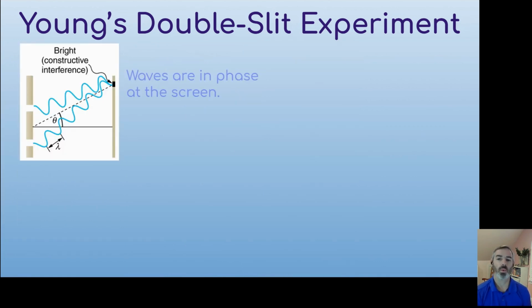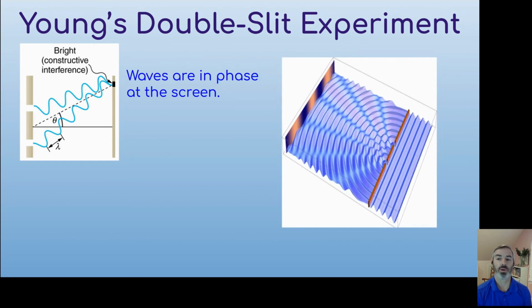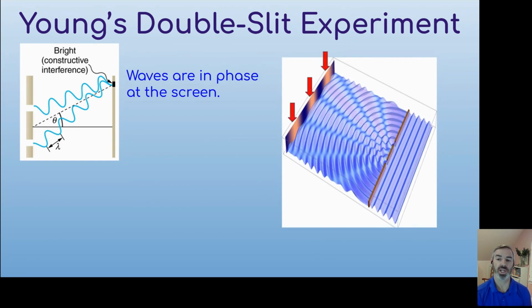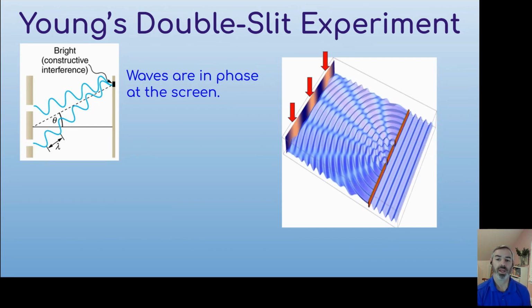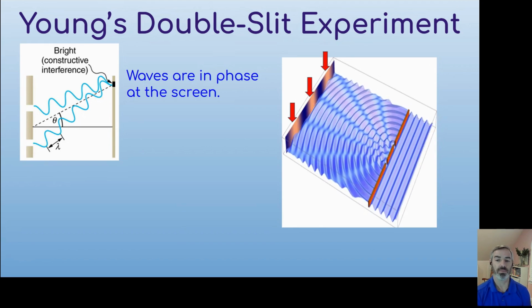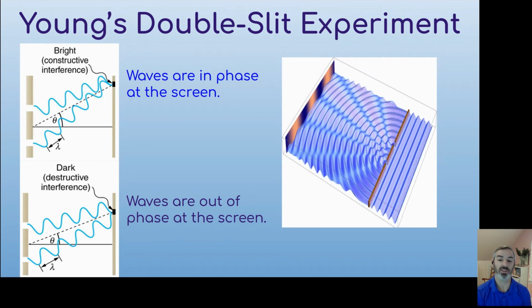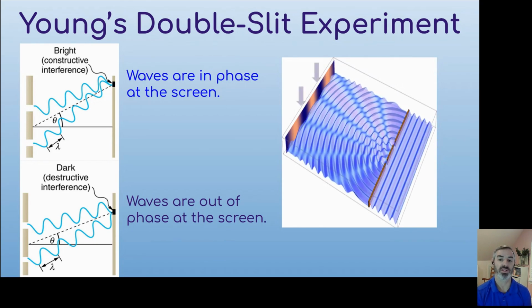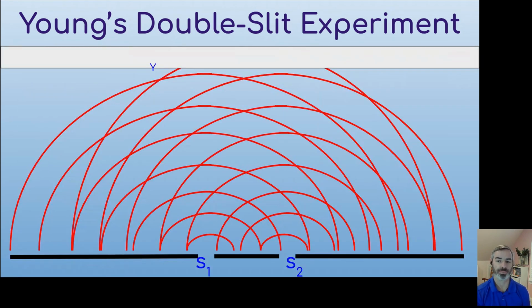Now, what happens is the waves reach the screen and they're in phase when they reach the screen, which causes a bright spot, and that's constructive interference that is occurring. And you can see that in this simulation where the light passes through and you have the bright areas, the orange areas where the red arrows are pointing to, that's where you have constructive interference. Now, on top of the constructive interference, in between, you have sections on the screen where the waves are out of phase. We have destructive interference. We see the crests and troughs line up, and that's where the dark spots are appearing on that screen.